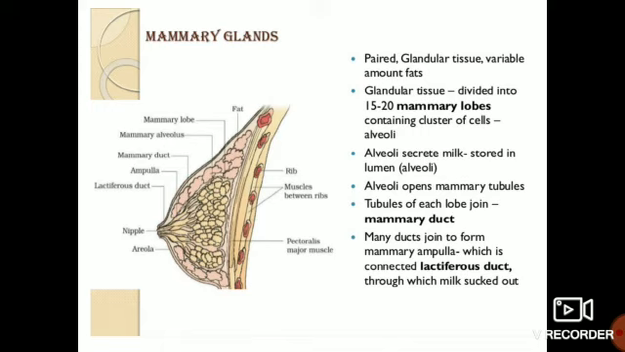The glandular tissue is divided into 15 to 20 mammary lobes containing clusters of cells, alveoli. Alveoli secrete milk, which is stored in the lumen. Alveoli open into mammary tubules. The tubes of each lobe join into a mammary duct. Many ducts join to form the mammary ampulla, which is connected to the lactiferous duct through which milk is sucked out.